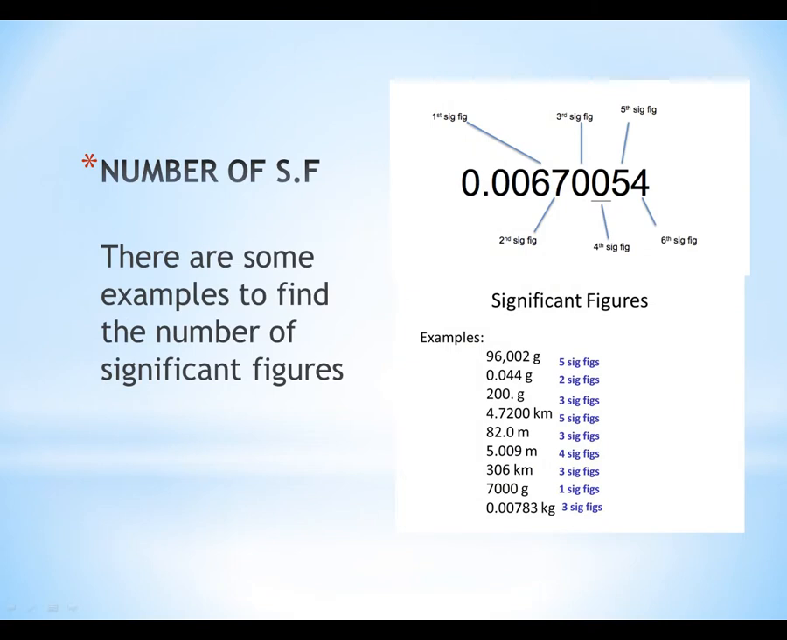Here is an example for the rounding off. For the significant figures, for example, we have to find the number of significant figures in all these numbers, and here is an example as 0.0067005. So according to rule number 1, all the non-zeros are significant, so we are confirmed that these 1, 2, 3 and 4 numbers are significant.